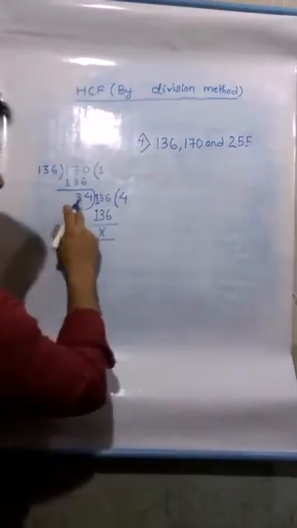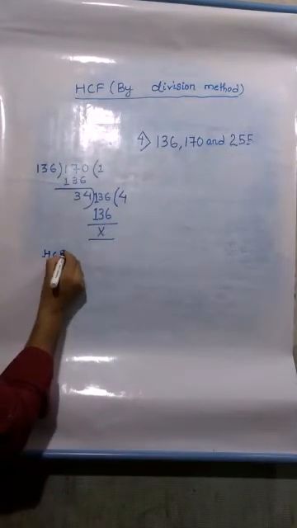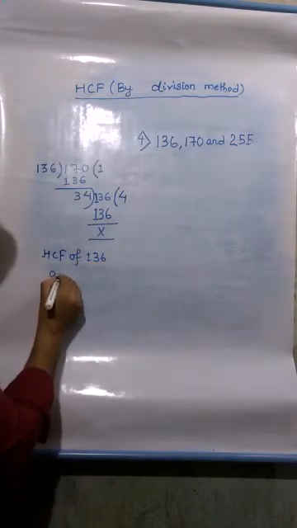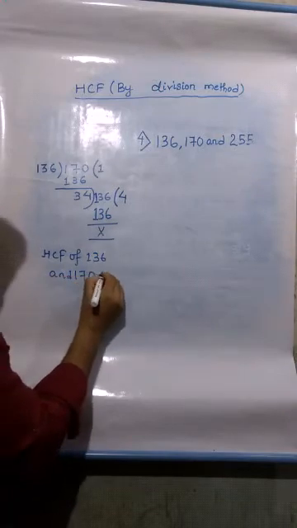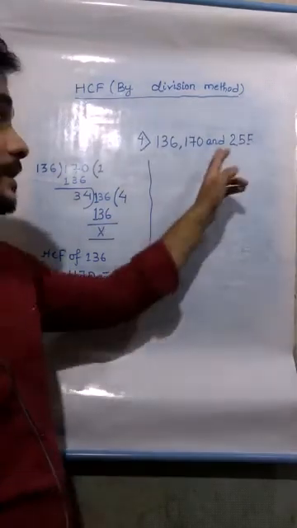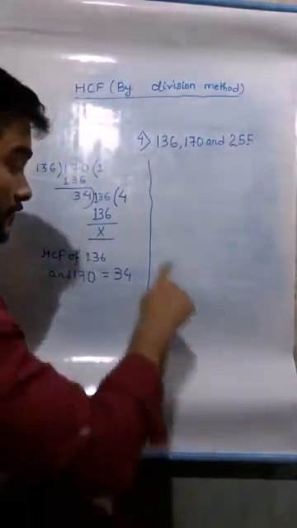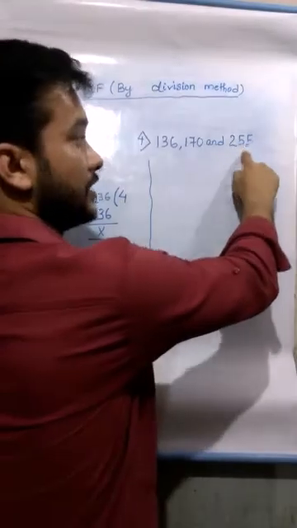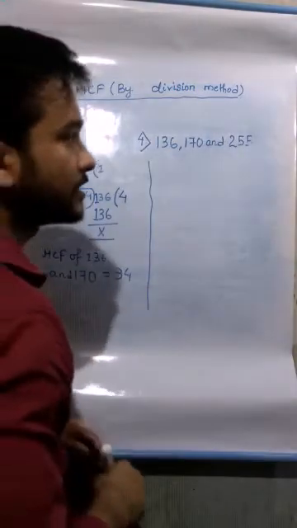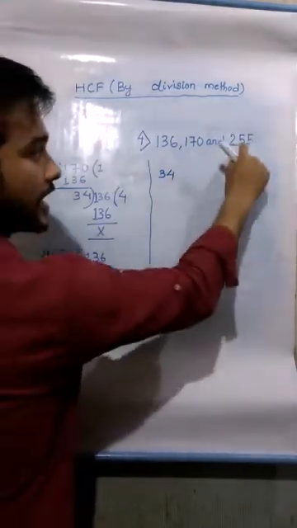Now we will stop, and this last divisor will become the HCF. HCF of 136 and 170 is 34. Now see, there is another number which is remaining. So what will we do with this? We will find the HCF of this answer and this number. Now it will become the divisor and it will become the dividend, as it is greater, it will become the dividend.